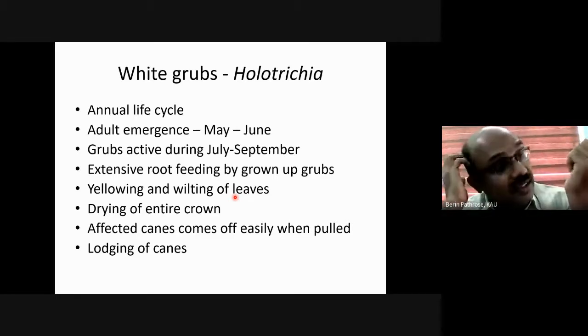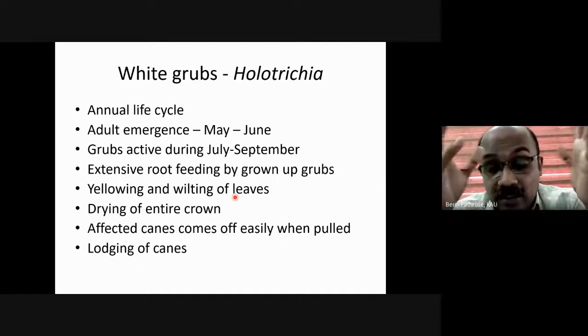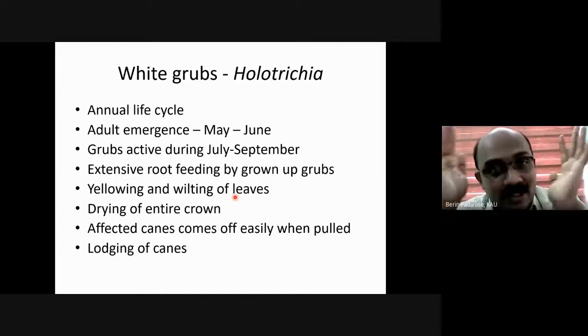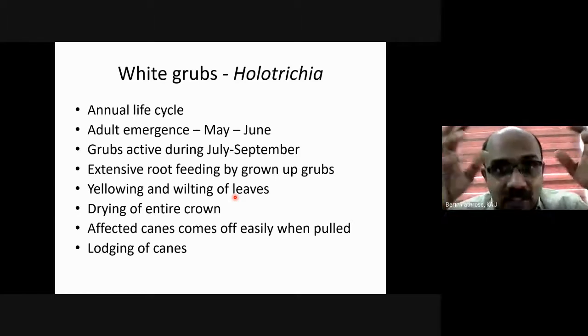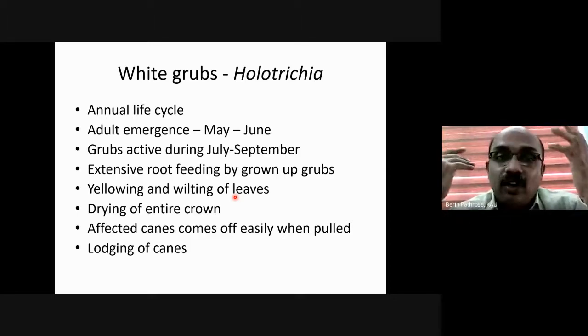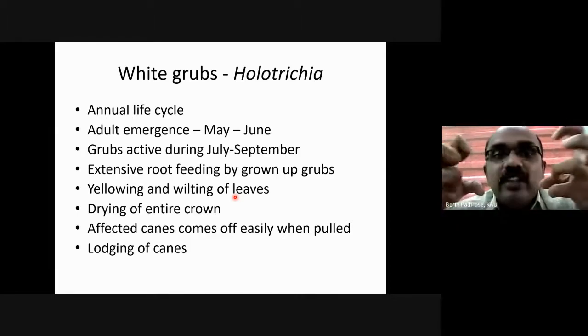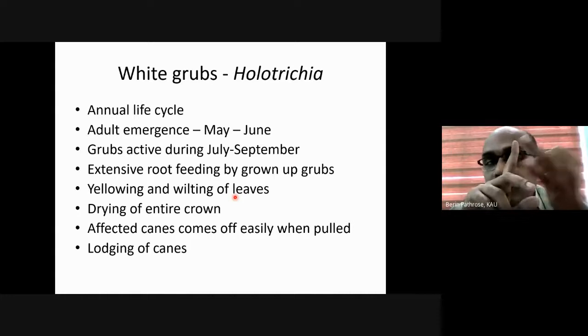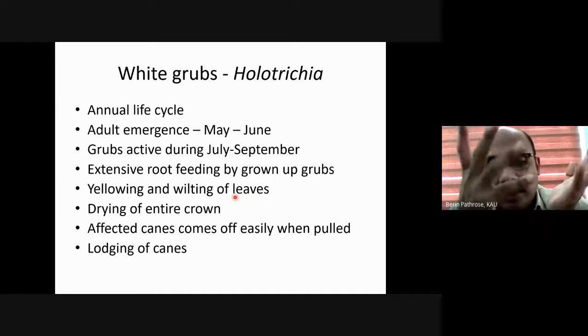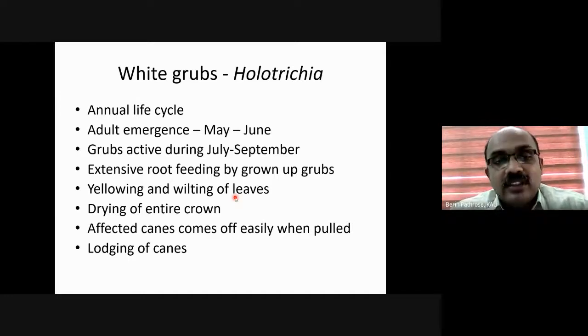So white grub is a pest which is having annual life cycle wherein the adults emerge with the pre-monsoon showers. Hence it is called as May-June beetle. It mates, lays eggs in the soil. Grub starts to feed on the roots. Because of the heavy feeding of the root, there will be yellowing of the leaves followed by wilting of the leaf and drying up of the plant. As the roots are damaged, it can be easily pulled out, and there will be lodging of the canes due to the lack of roots in the plant.